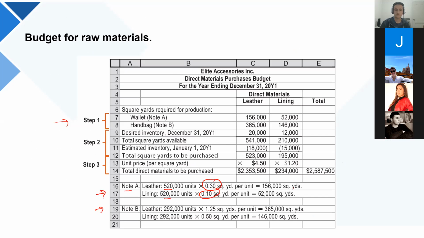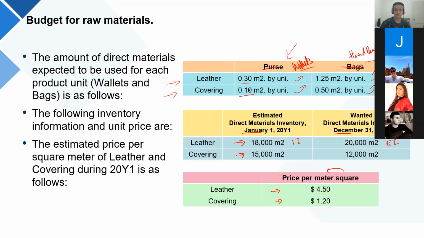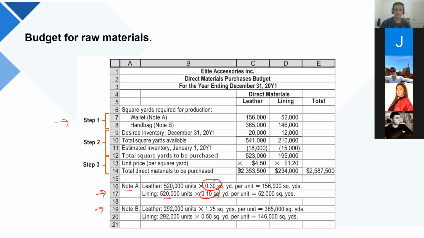I'm doing wallets. So for wallets, I have 0.30 and then 0.10, and I just multiply them, and I have now the consumption of raw materials. This I'm going to sum up here. And then I do the same for the handbags.